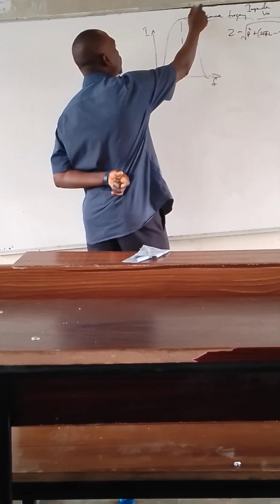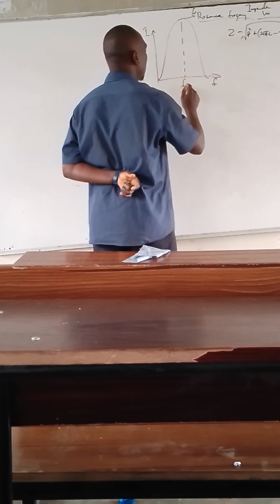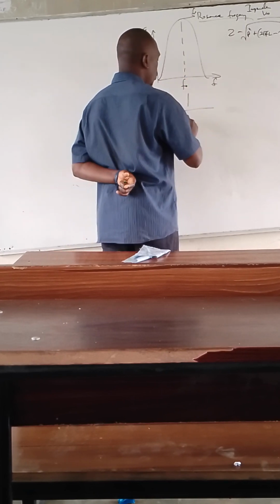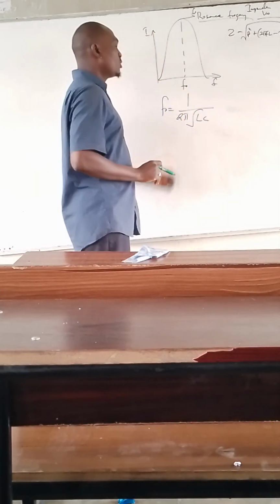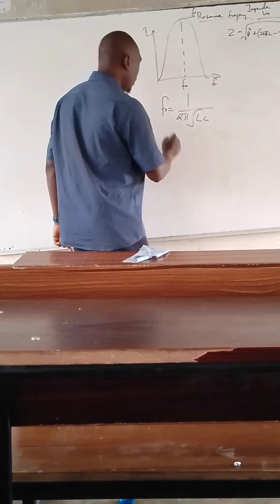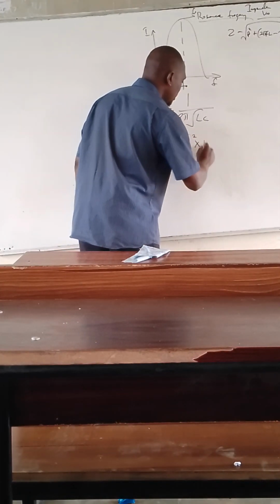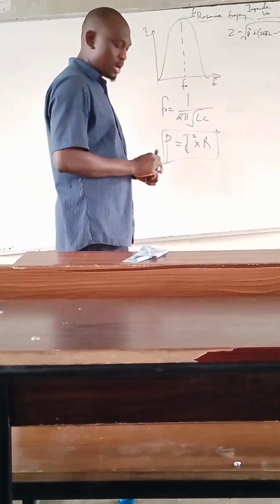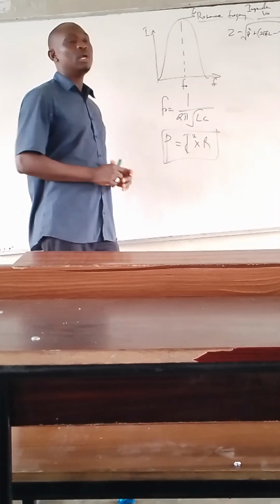Resonant frequency here is going to be the frequency at which the current is maximum and high, which is F naught. And F naught is equal to 1 over 2 pi square root of LC. In a nutshell, we now talk about the power in an AC circuit. The formula for power in an AC circuit is equal to I naught times R. That's the formula for power at resonance frequency. This leads to the end of the summary of an AC circuit.